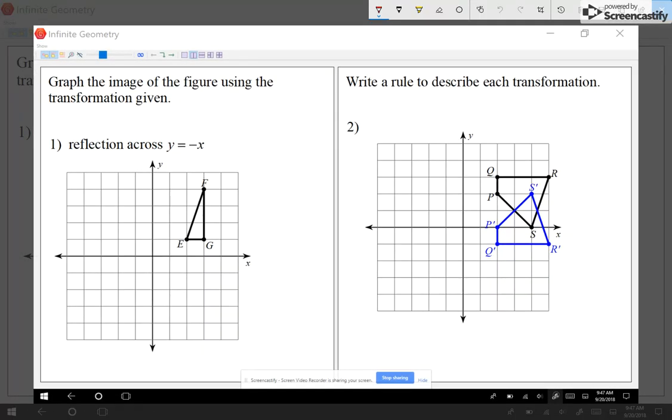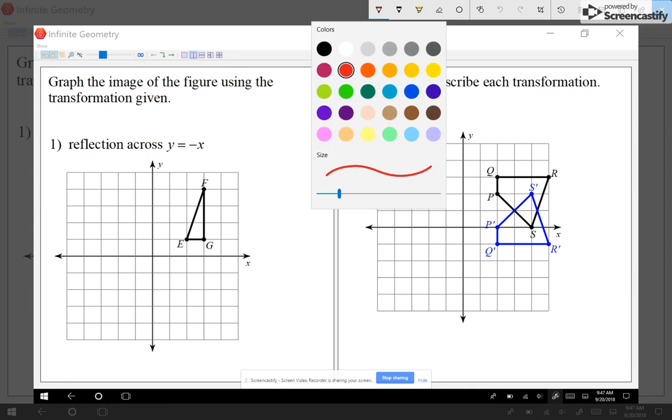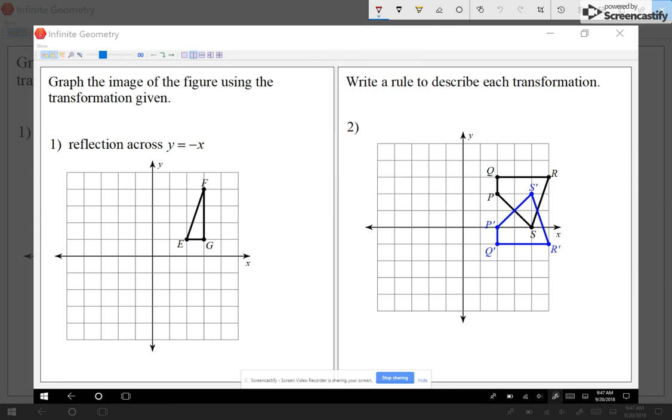Now, the first two is like my example number one. I'm going to ask you guys to graph the image of the figure using the transformation given. We have y equals negative x. We have a reflection. There are two ways on how to do this one. One way, use the table that we have.